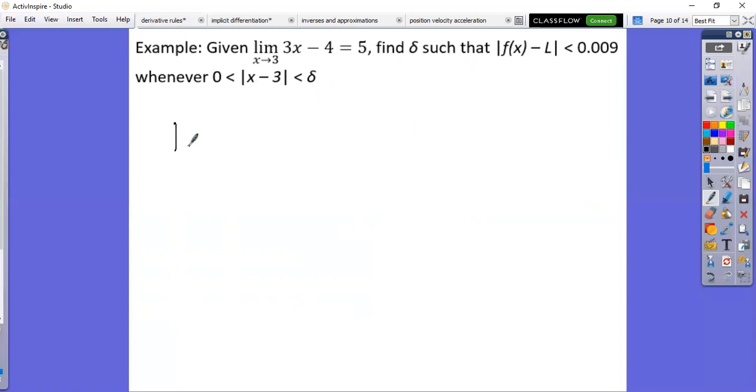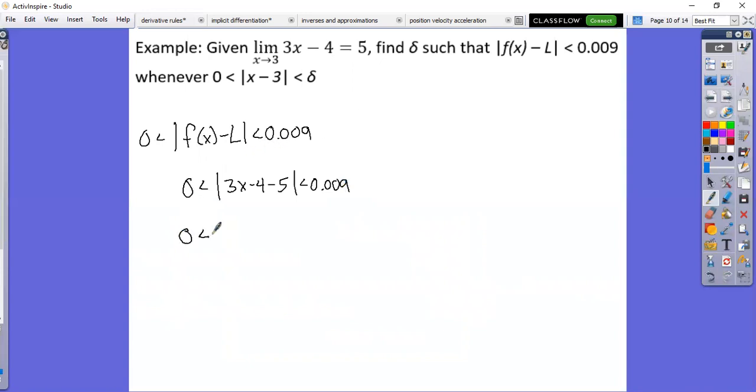Here's what I do. I've got the absolute value of f of x minus L is less than 0.009. This is my goal: I want f of x to be within 0.009 units of L. Also, I know that 0 is less than this because f of x is not actually equal to L. Remember, I'm approaching L, so 0 has to be less than this absolute value. So I've got 0 is less than the absolute value of 3x minus 4, minus the limit 5, and that's less than 0.009. Now I'm going to simplify what's inside the absolute value: the absolute value of 3x minus 9 is less than 0.009.